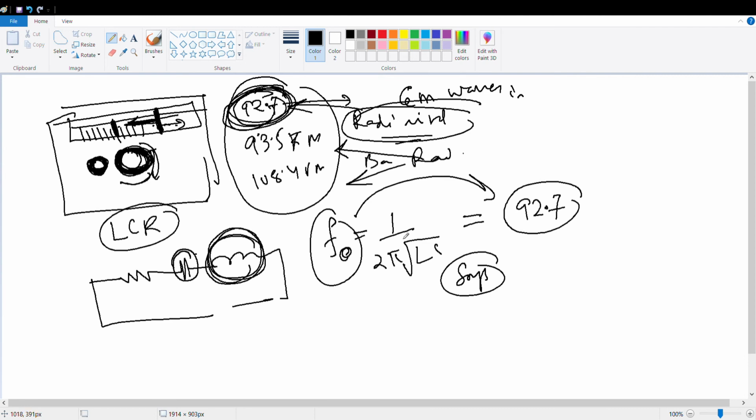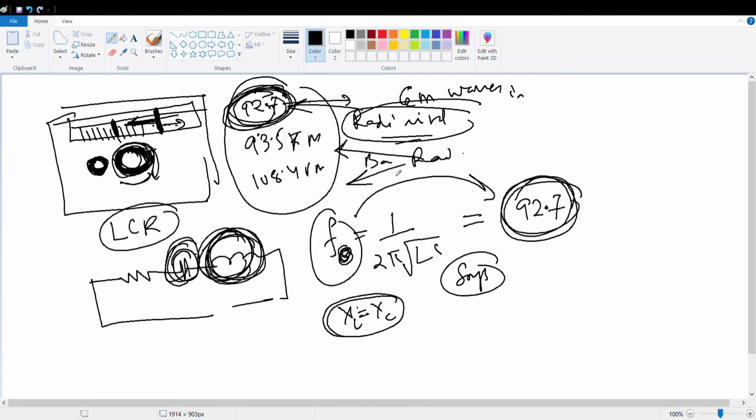Correct? Clear, guys? Aryan, clear? Yes, sir. By changing this tuner, you are adjusting the value of L and C in such a way that your XL equals XC. Obviously XL equals XC only, but you are changing in such a way that this f0 becomes equal to 92.7. Clear? And what this volume does is give power. If you increase more volume, that means you are increasing the I0.